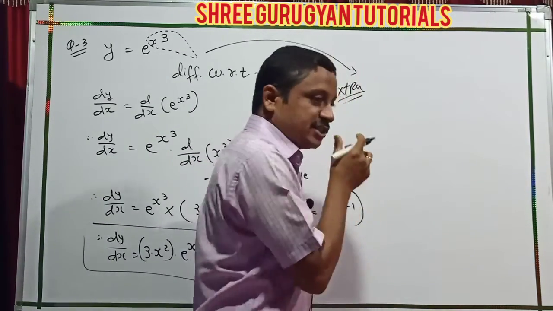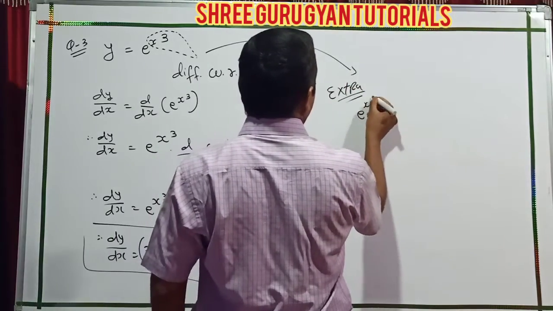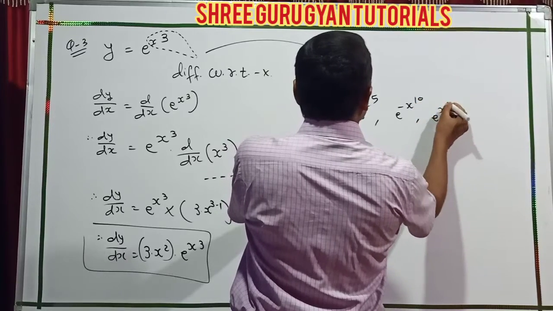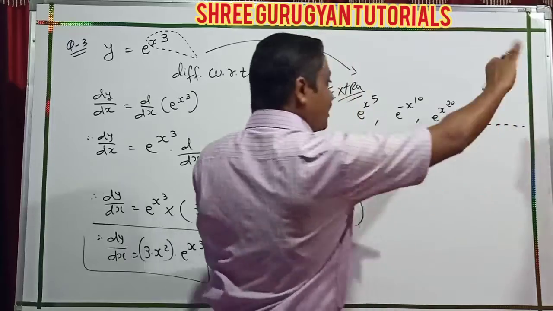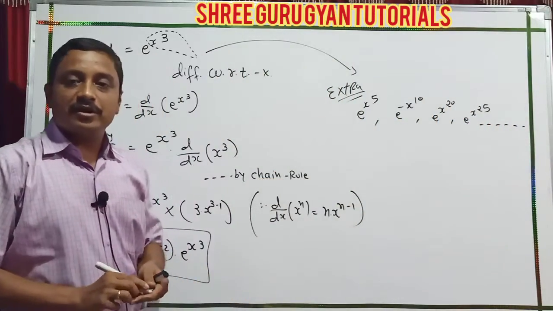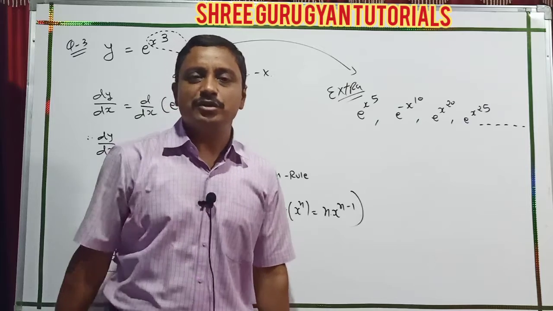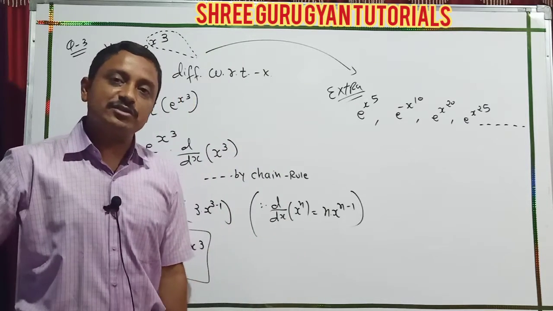Practice that type of question: e raised to x raised to 5, maybe e raised to minus x raised to 10, e raised to x raised to 20, e raised to x raised to 25, etc. Try 4 to 5 numericals. Then you will easily understand that type of derivative. Now I move to the next question.